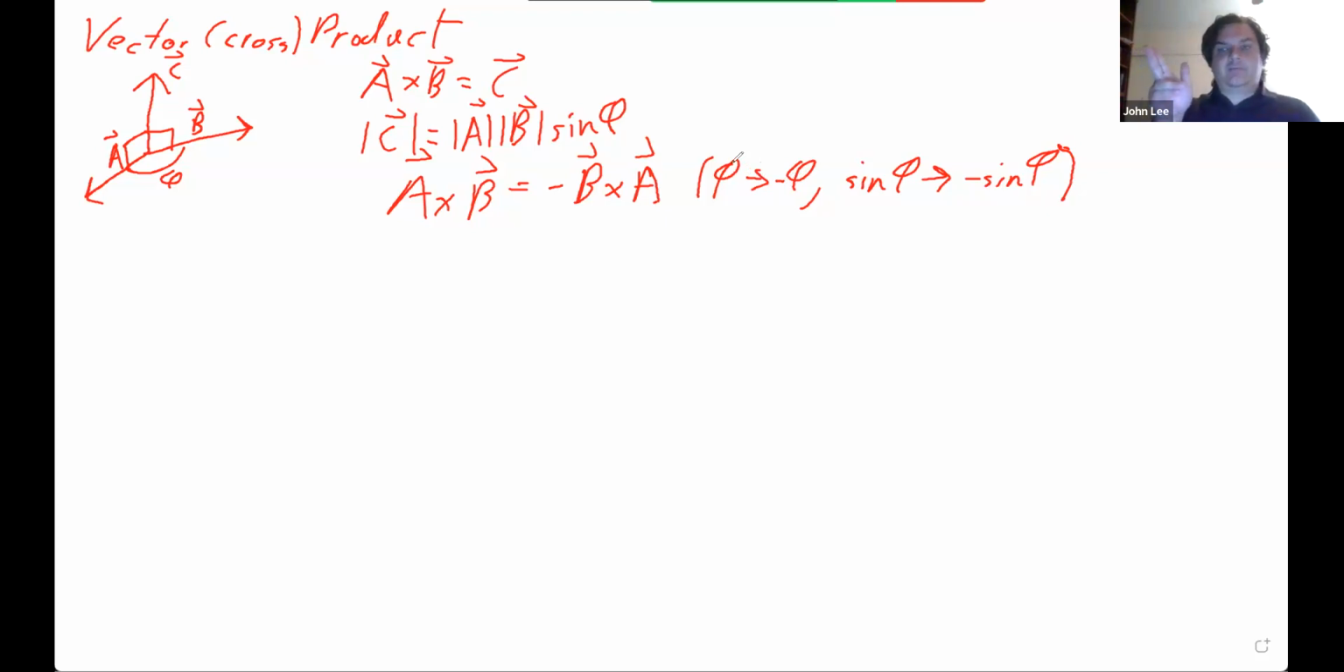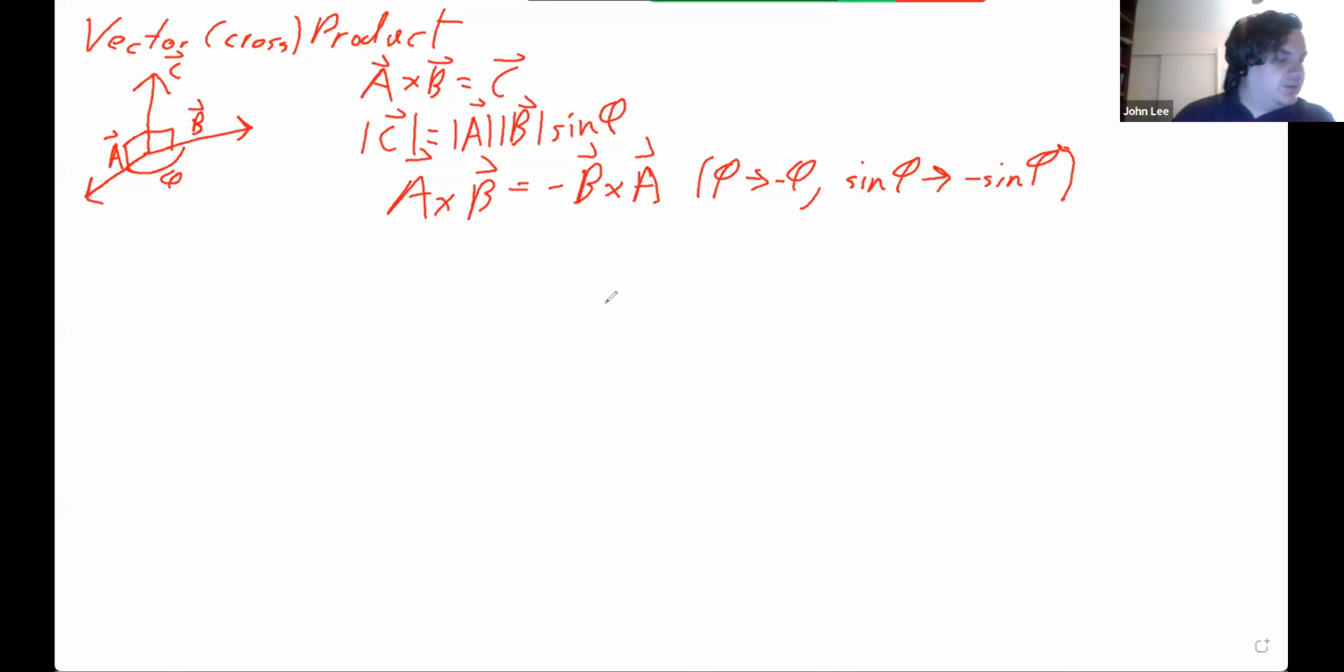So if phi goes to negative phi, then sine of phi goes to negative sine of phi, which means that you have your two vectors, A cross B. If you go in the opposite direction and go B cross A, and define B to be A and A to be B, then C would be pointing down in the z-axis instead of up in the z-axis. So yeah, this is the bones of what a cross product is.